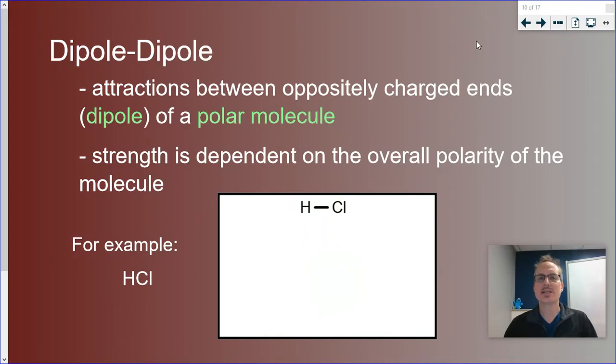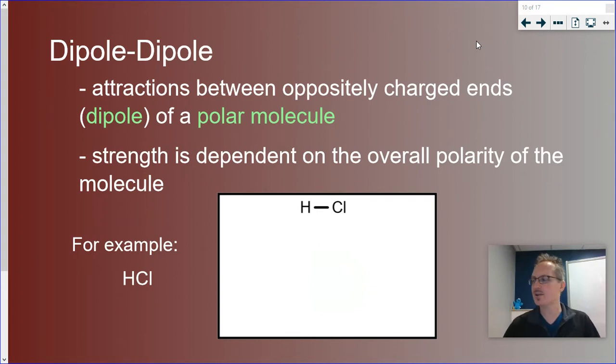Now, dipole-dipole is an interaction between oppositely charged polar molecules. Now, this is dependent on being a polar molecule. So this is that asymmetry we talked about in that last video. There has to be a dipole, and when you add the dipoles together, the substance has to be a polar molecule. Strength is going to be dependent upon the polarity of the molecule.